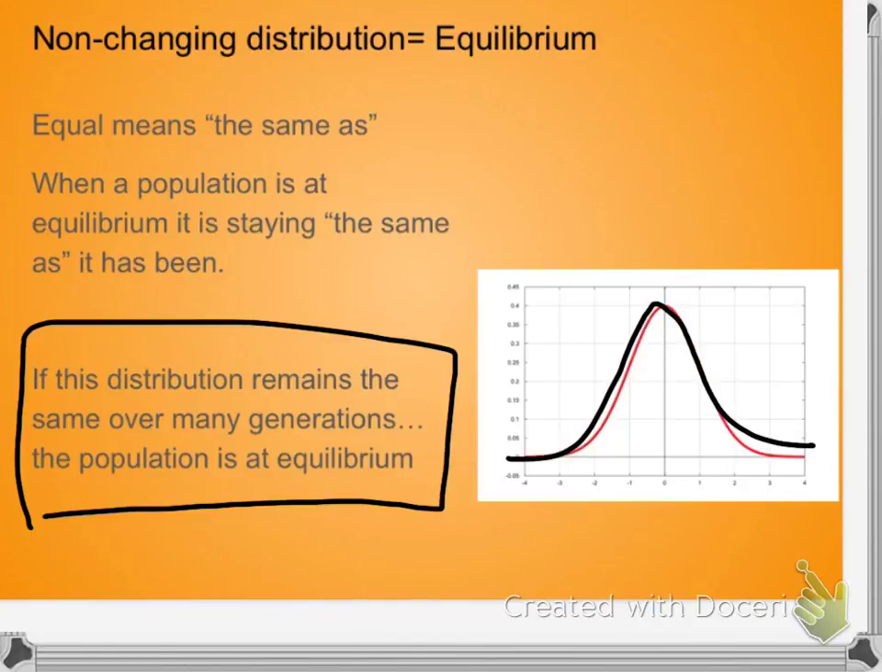And if you notice, what kind of distribution is this? Do you remember? Talk about it at your table. What's this distribution called? Two different words that we use for it. Normal! Normal distribution! We also sometimes describe it as a bell curve. Okay? So when the population is at equilibrium, the distribution is not changing.